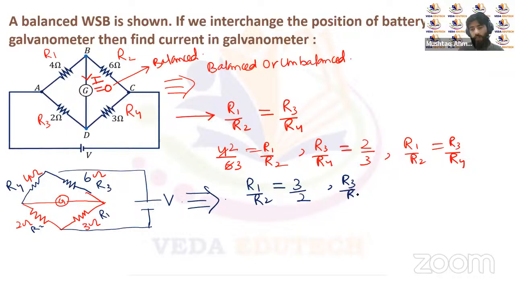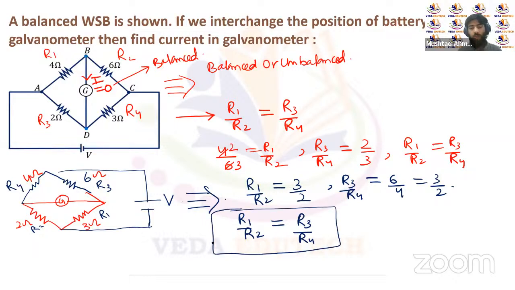R3 over R4 will once again come out to be 6 over 4, that is 3 over 2. It means that once again R1 over R2 comes out to be equal to R3 over R4 for this circuit, so this is again balanced. The balancing condition does not change here. The circuit once again is a balanced Wheatstone bridge when we interchange the galvanometer and the battery.